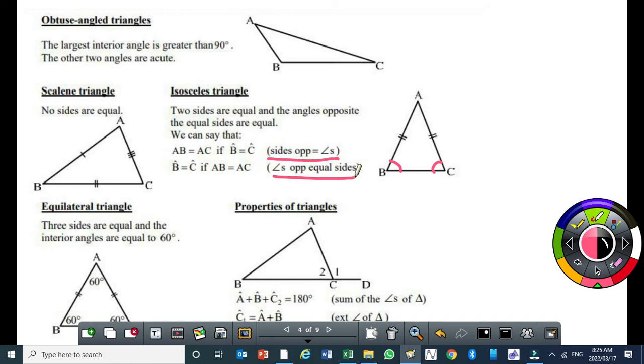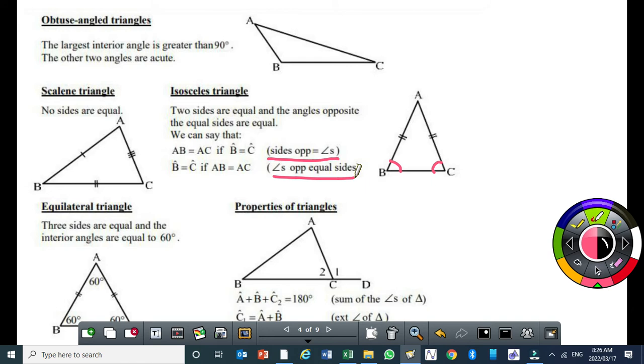The first one is for proving that two sides are equal. The second one, proving that two angles are equal. Obviously, the triangle will be isosceles, but when you give your reason, it's not "isosceles triangle." And among these types of triangles, the most important is the isosceles, because you are going to encounter it a lot in questions.